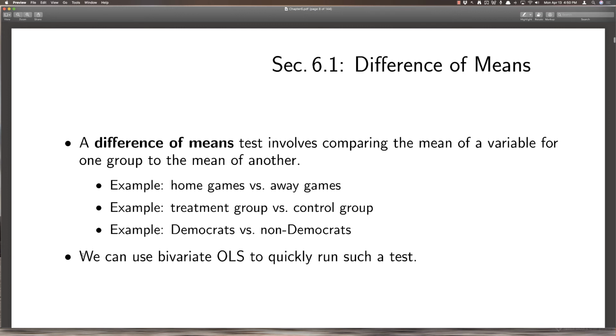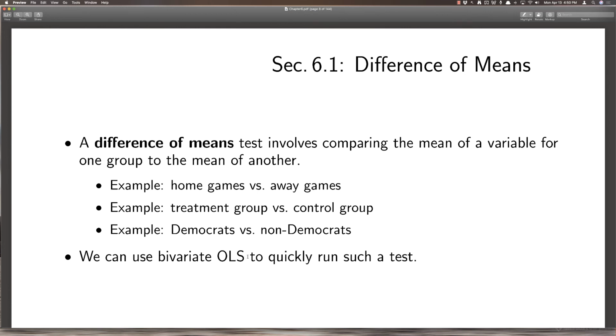And the great part is we don't have to develop a new mousetrap. We're going to just use OLS regression, because a bivariate OLS regression, where the independent variable of interest, the right-hand side variable, is a dummy variable, is the same as a difference of means test. It functions the same way.